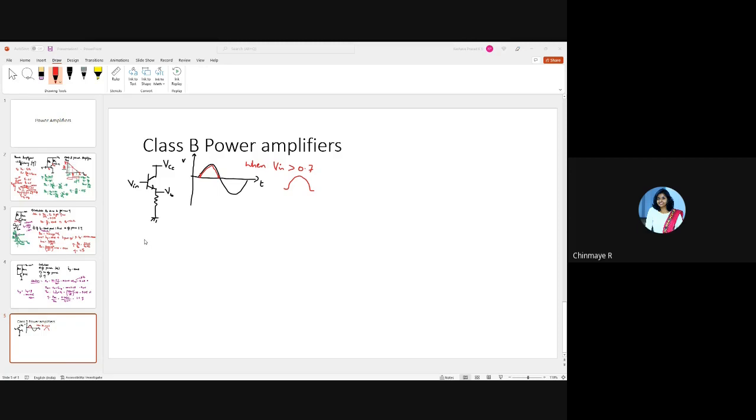So therefore, we come up with another circuit now. So this is the actual class B power amplifier circuit. Okay. So we have an NPN transistor here, which is going to work in the positive half cycle. And we have a PNP transistor here that is going to work during the negative half cycle.